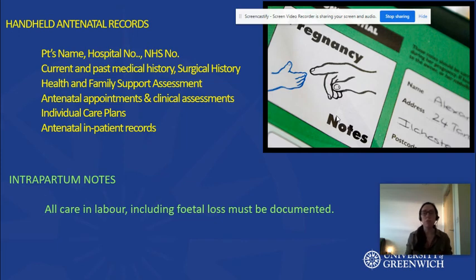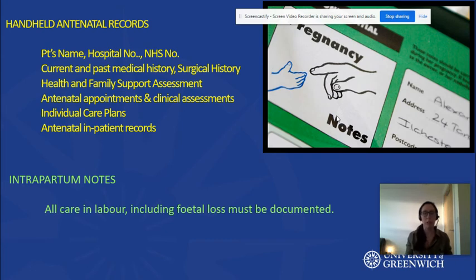So on the front cover, you'll see things like the name, hospital number, NHS number. Inside, once you have a little flick through, you'll notice a lot of information about the birth mother. All her medical history will be there, her past medical history, surgical history. There will be things about allergies there as well. There will be plans. There will be a health and family support assessment. There will be details of appointments, what happened during the appointments, and any hospital stays or antibiotics or treatments, anything like that that might have come out of clinical assessment in those times she went for her checkups.